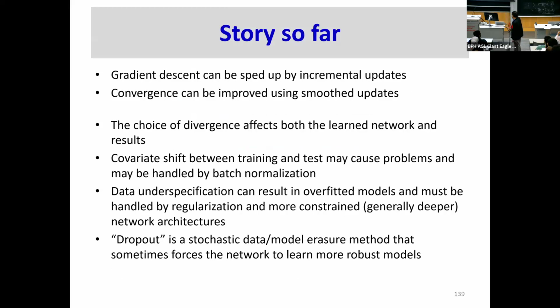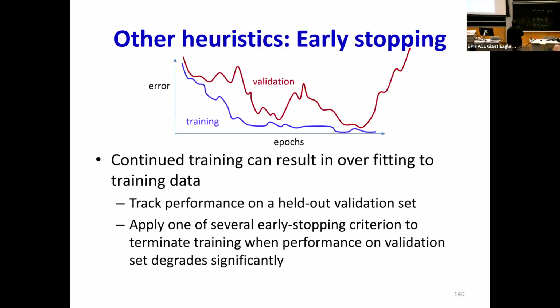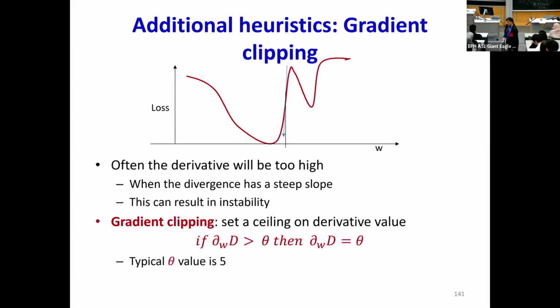So the story so far, adding the final 2 lines: data under-specification can result in overfitted models and must be handled by regularization and more constrained architectures. And dropout is a stochastic erasure method that sometimes forces the network to learn more robust models. There are other heuristics like early stopping. You test the network on some validation data, and when the performance on the validation data begins to get worse, you stop training. Another thing that happens is that when you compute derivatives, for some instances, the derivatives can become too large. So we like to clip them to prevent this from happening. Otherwise, that one instance is going to cause your network to blow up.